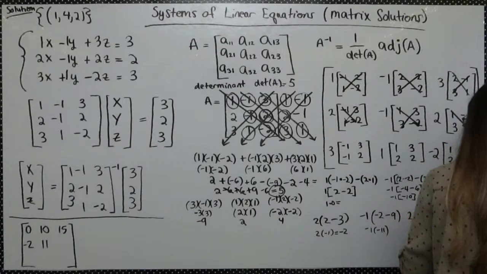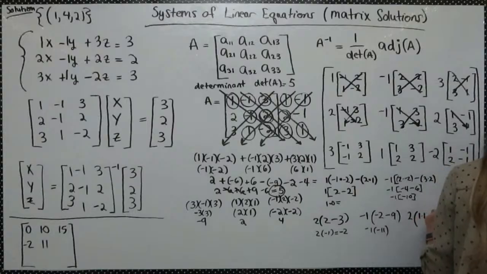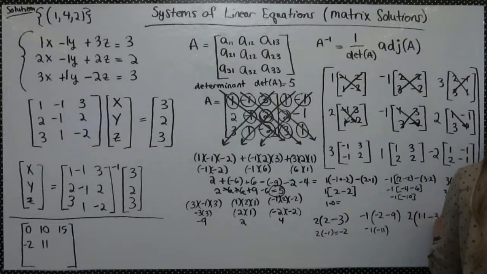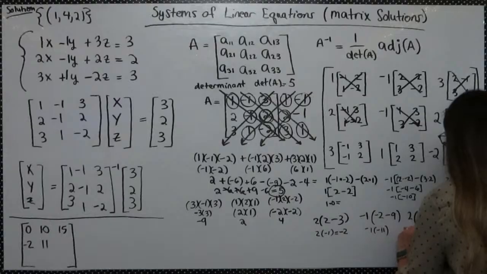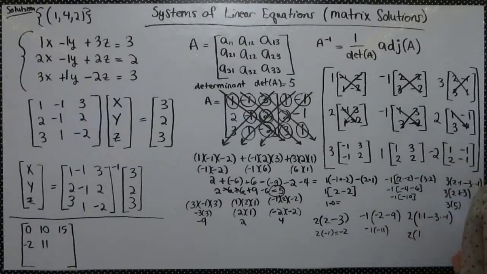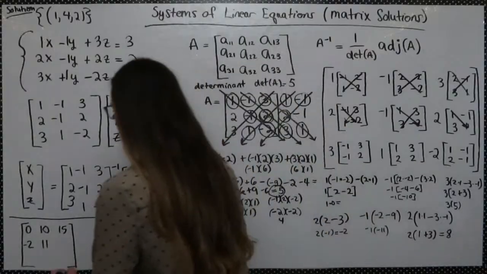1 times 1 minus 3 times -1. So we've got 2 times 1 times 1 is 1, and -3 times -1 is +3. So 3 plus 1 is 4, times 2 is 8. So we've got 8.